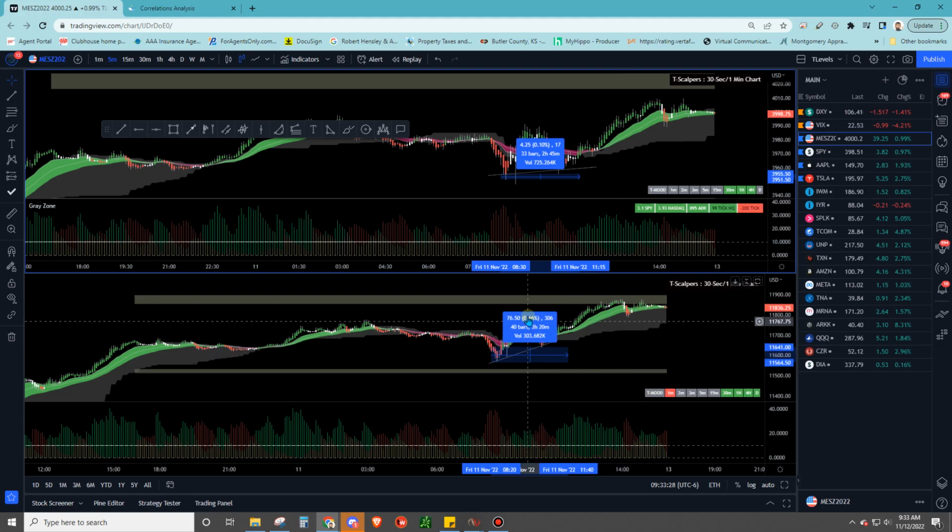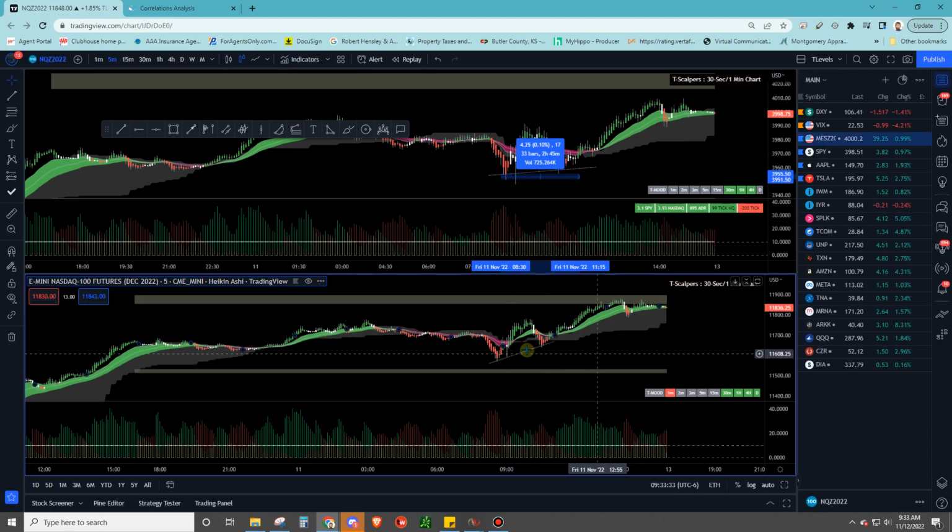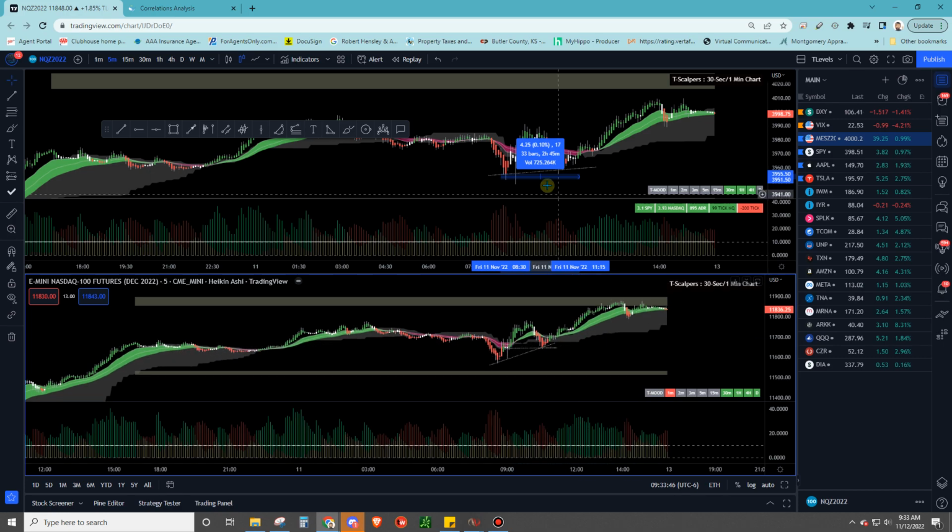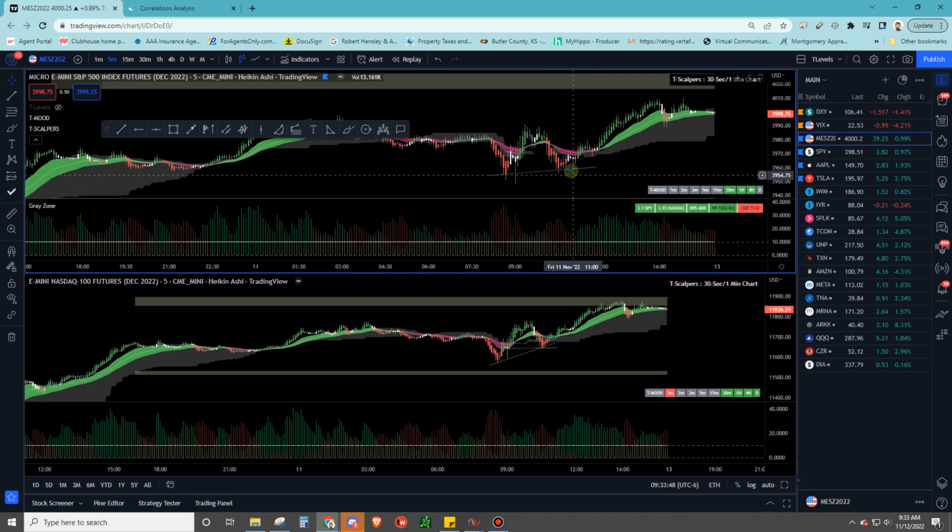This NQ makes its low up here in this little consolidation. They're consolidating right there, and that's where they end up making their low. That right there is a bullish divergence on the NQ. So if you're trying to get long one of these, which one would you go long?